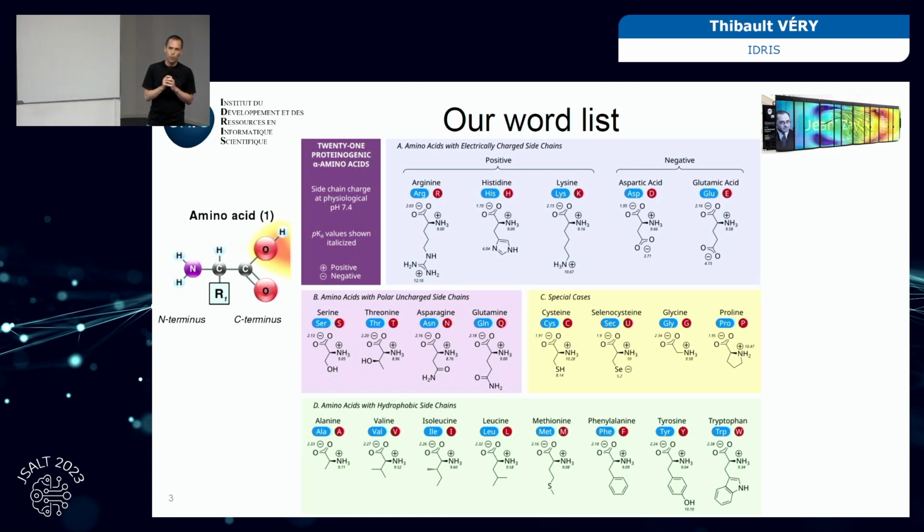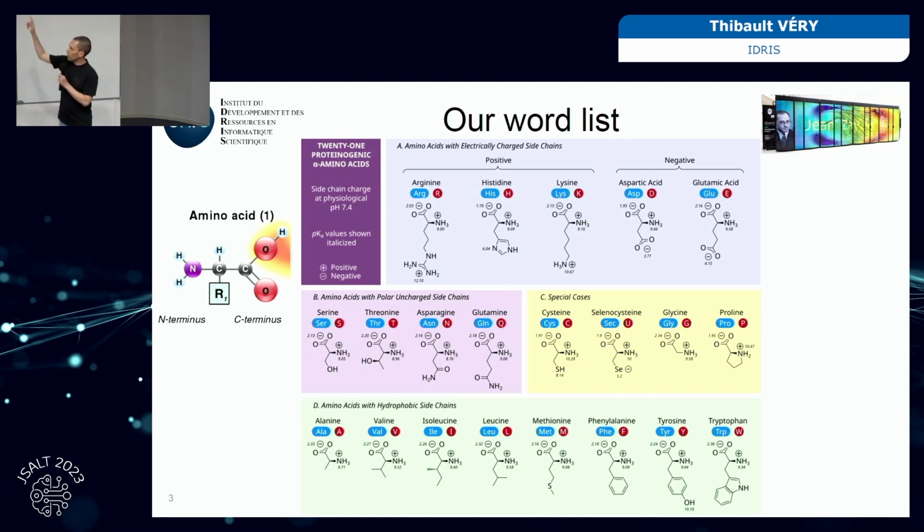Proteins are polymers of amino acids, and I will say that the amino acid list that you have here is kind of our token list, our word list for the proteins, for telling the stories.